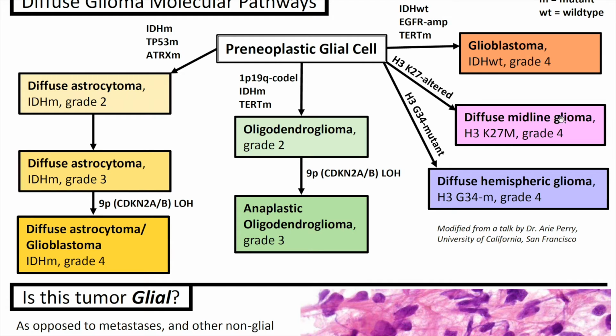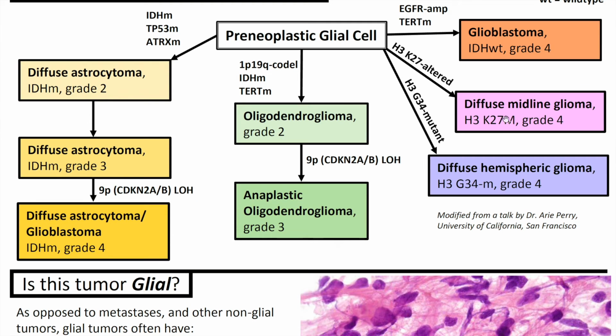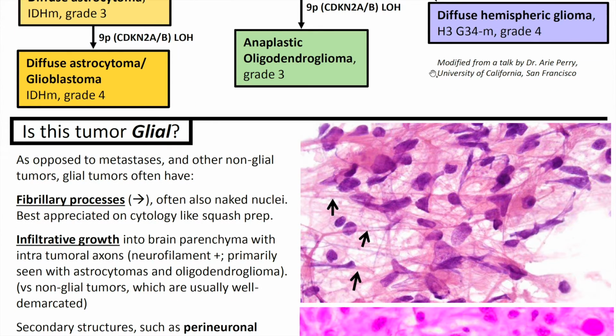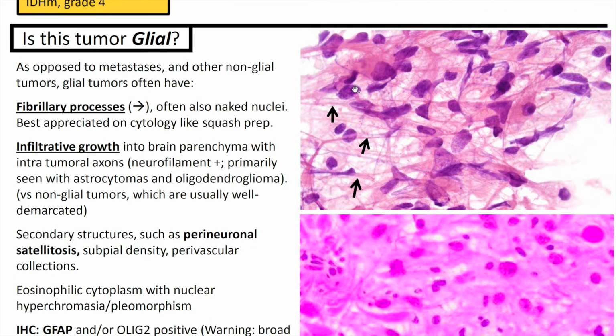Diffuse midline glioma: the association to know there is the H3K27 alteration. And just be sure to reference that on your own. This is modified from a talk by Dr. Perry from UCSF, so good to know for sure.